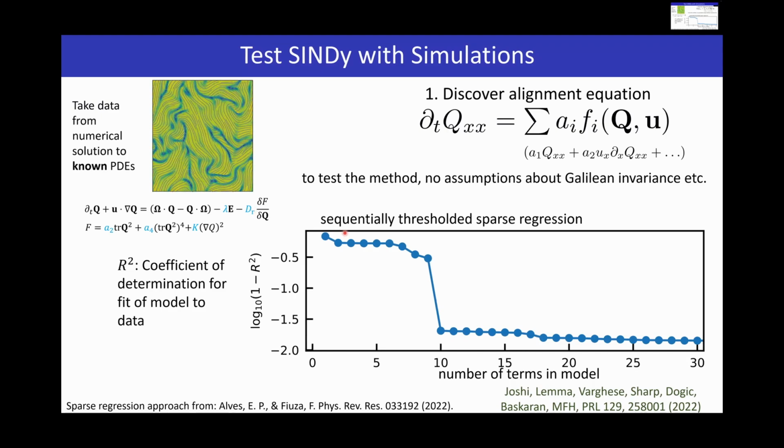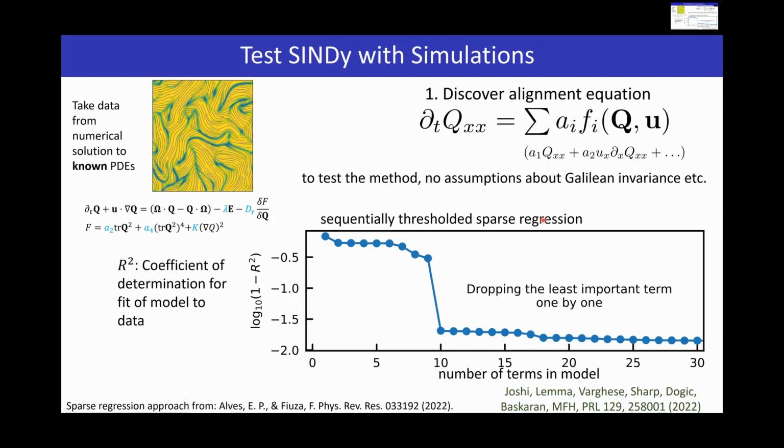And we used sequentially thresholded sparse regression to do this. Basically what this means is one by one, you drop terms from this giant library. I'm not showing all the terms here. You keep dropping them, every time dropping the one that raises the error the least between your model prediction and the dynamics, the actual experimental or simulation data. So you drop the term that contributes the least to the error. And you keep doing this until you arrive at a point where suddenly you drop a term and you get a significant contribution to the error.